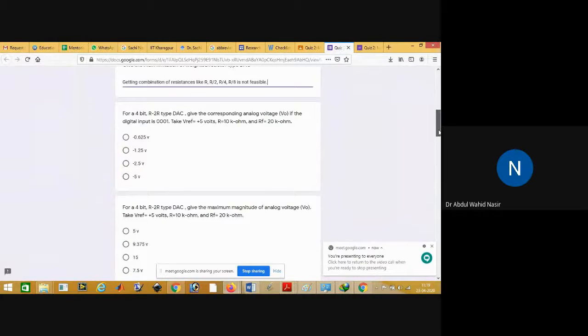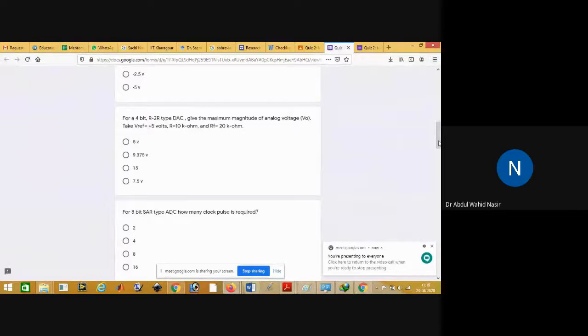Similarly, what is the maximum analog voltage output for this arrangement where we are having an R2R type DAC? Here you get 9.375. Good. Actually, if you see the question, I have asked for the magnitude. The output will be negative, but I am asking for the magnitude, so there is no negative sign.